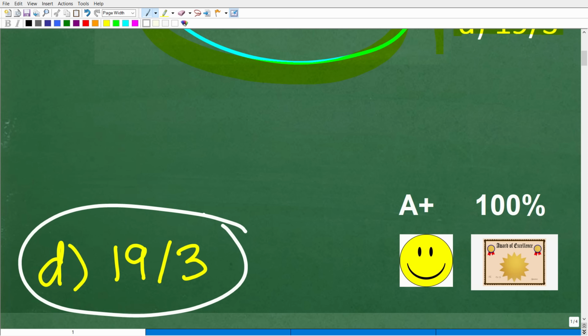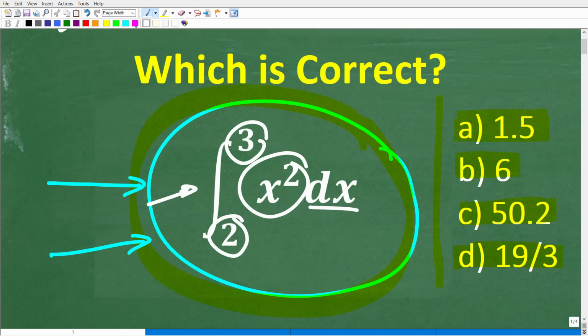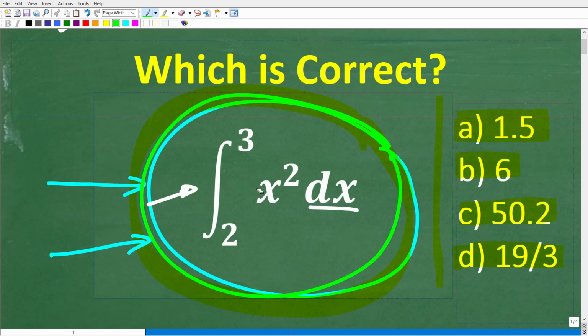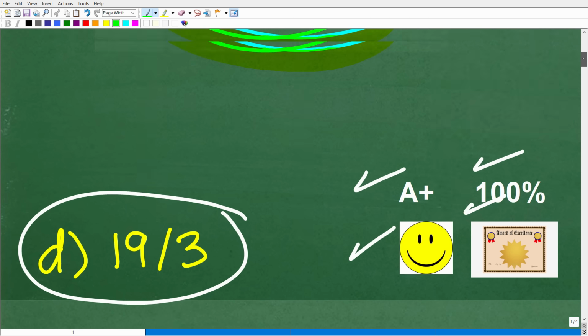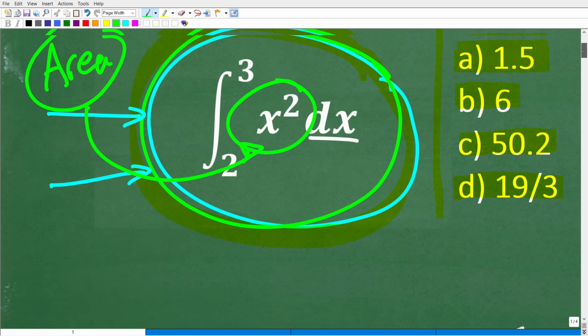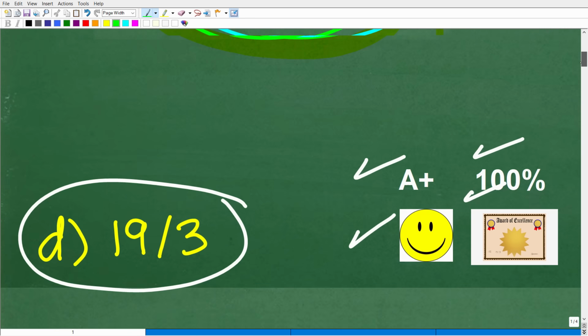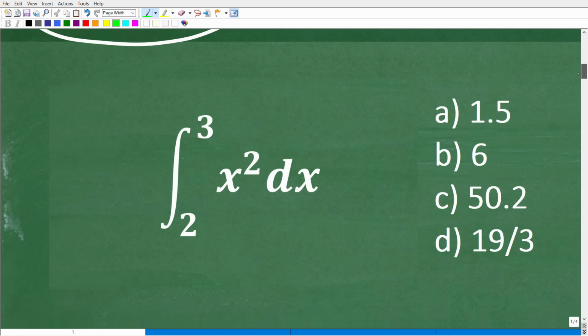All right, now if you got this right, you definitely get a happy face, an A plus, and 100%, and a certificate of excellence for doing a basic calculus integral problem. And effectively, what we did here was calculate the area. This is really an area problem underneath this curve right here. Now, some of you might be saying, hey, Mr. YouTube Math Man, I still don't get what's going on. Well, let's go ahead and get into this right now. But for those of you that got this right, that's fantastic. It tells me that you remember some of the calculus that you took way back, whenever that was.